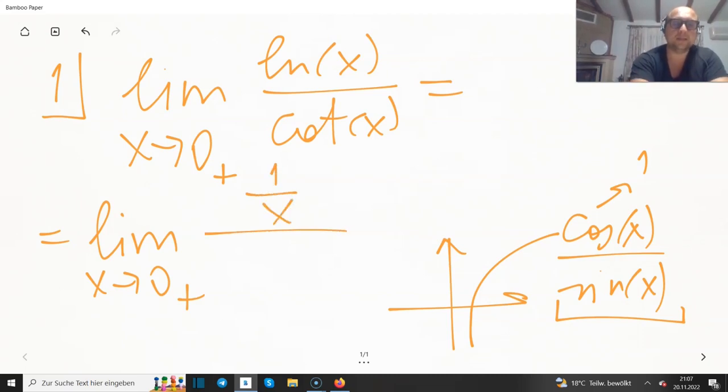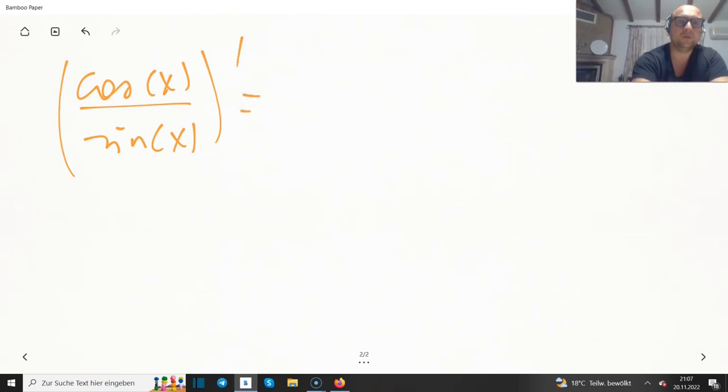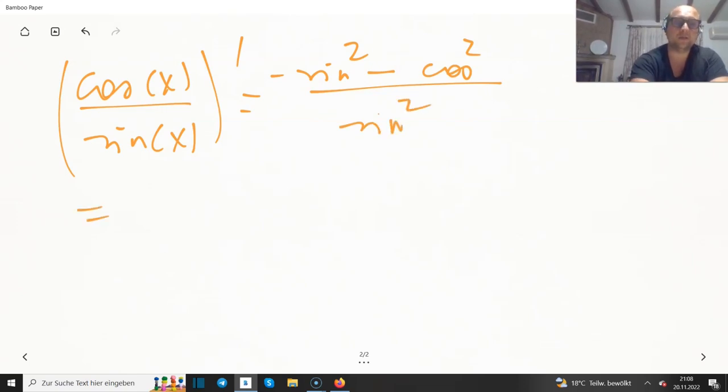We get 1 divided by x in case of the numerator. This is the derivative of ln. And what about the derivative of the cotangent? If you remember, cosine divided by sine. So the so-called quotient rule: cosine prime is minus sine, times sine, then minus cosine times cosine, divided by sine squared. So minus minus we can take out. It's going to be 1 divided by sine squared of x, of course. So this is what we have here.